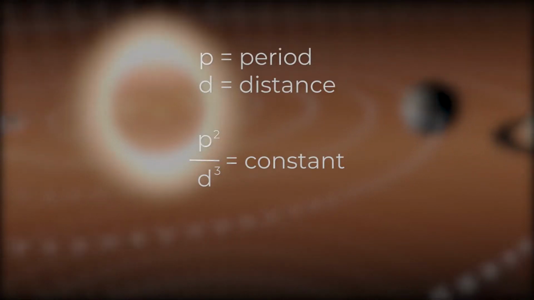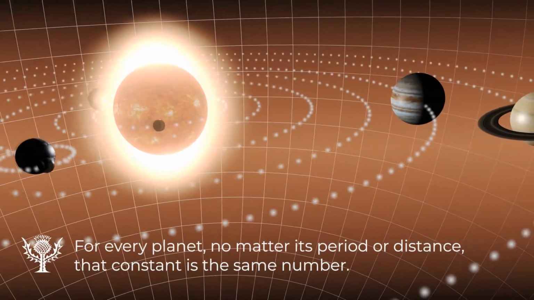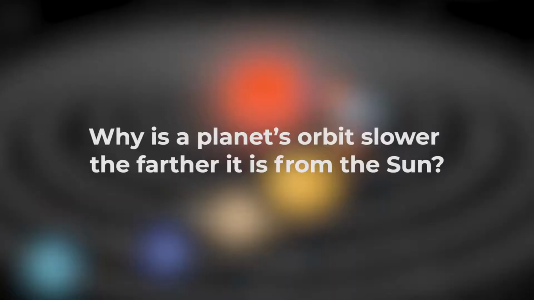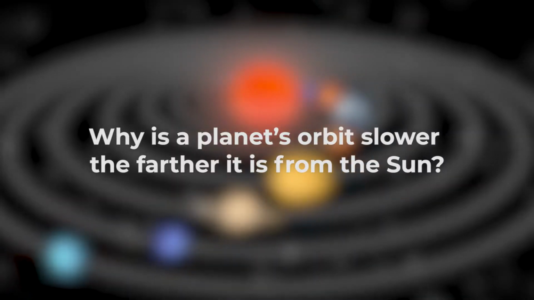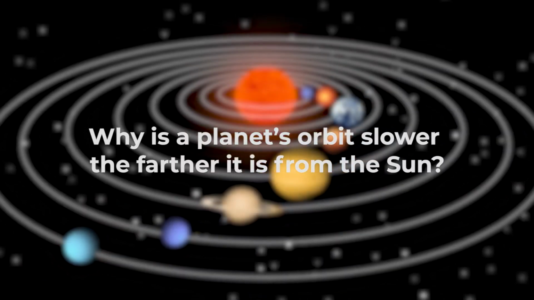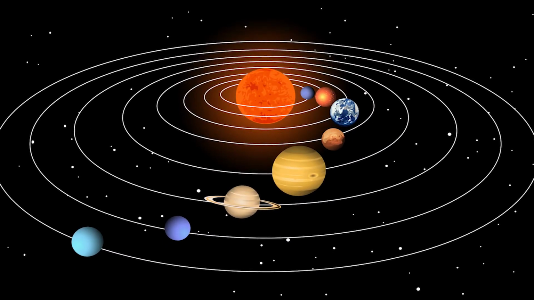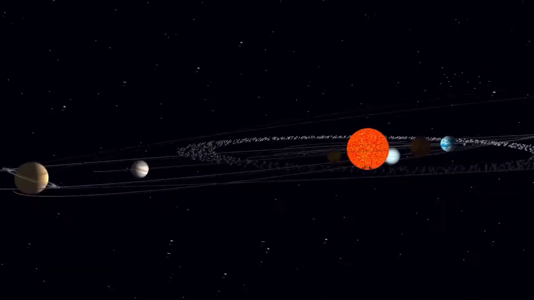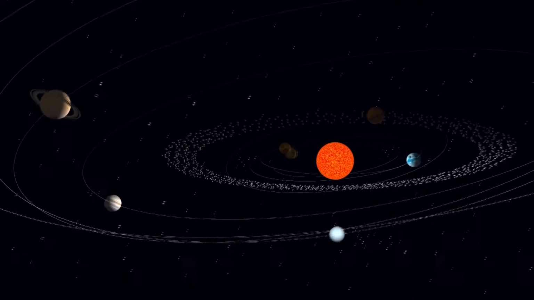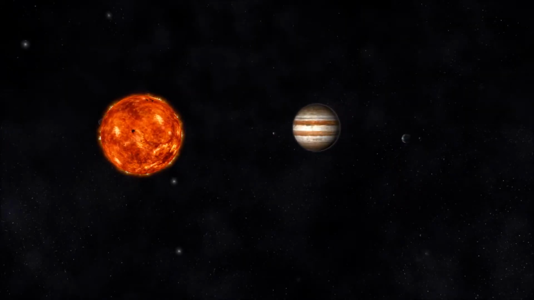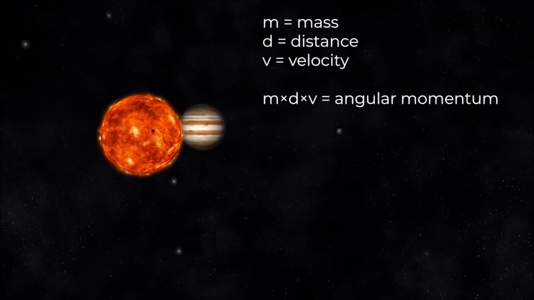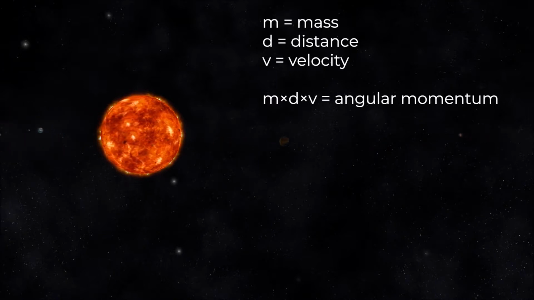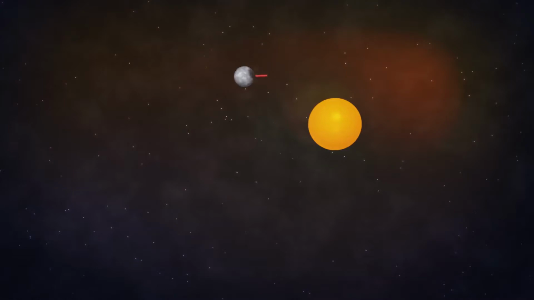Kepler's second law tells us that a planet moves more slowly when it is farther from the Sun. Why does that happen? Well, as a planet orbits the Sun, it may not have a constant speed, but it has a constant angular momentum. Angular momentum is equal to the mass of the planet times the distance of the planet from the Sun times the velocity of the planet. Since the angular momentum doesn't change, when the distance increases, the velocity has to decrease. That means when the planet is farther from the Sun, it slows down.